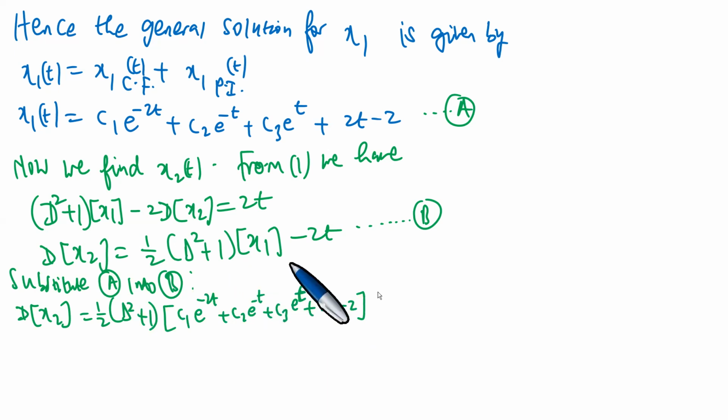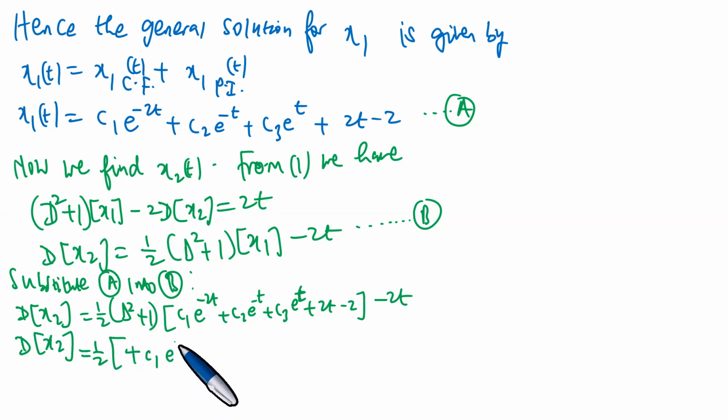We have this one now, and then we have minus 2t. So dx2, we want to solve for x2 out of this. What do we achieve here? We will first allow the d squared to proceed and differentiate everything here. We differentiate twice. First, it's going to be minus 2, and then it's going to be 4. So it's going to be 4c1 e to the minus 2t. Differentiate twice, it's going to be minus 1, 1, so it's going to be c2 e to the minus t. And then next, this one is just the derivative of e twice, it doesn't change: e to the t.